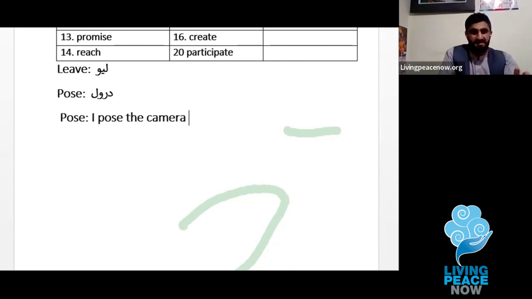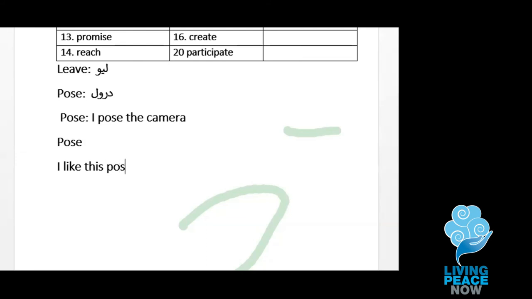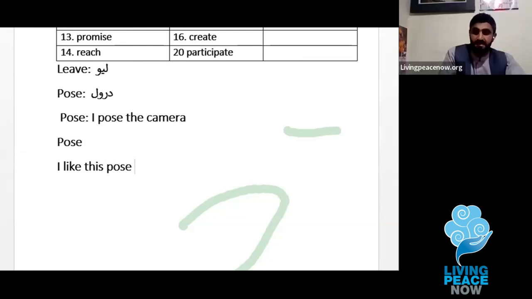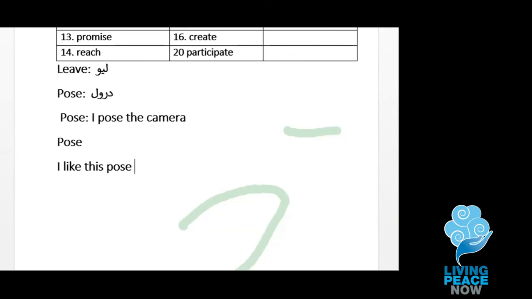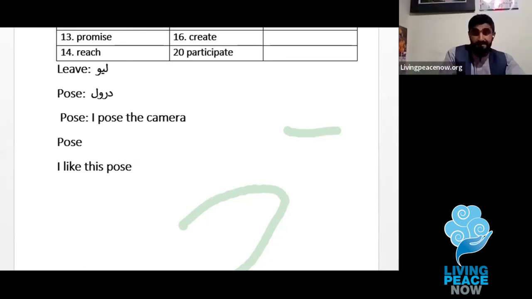Pose is also a verb, and it also has a noun form. For example, I like this pose. I told you, when you pose your camera and another person comes to your side and tells you, oh, what a good pose, oh, it's a nice pose. Pose is like a position. That's good.